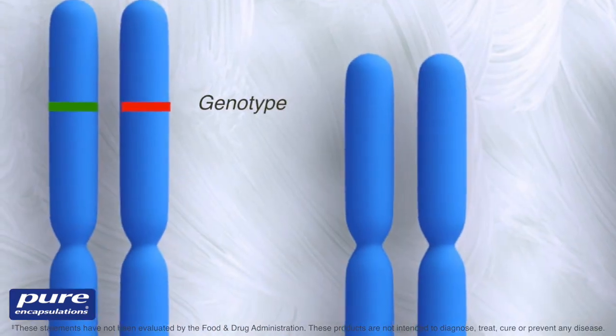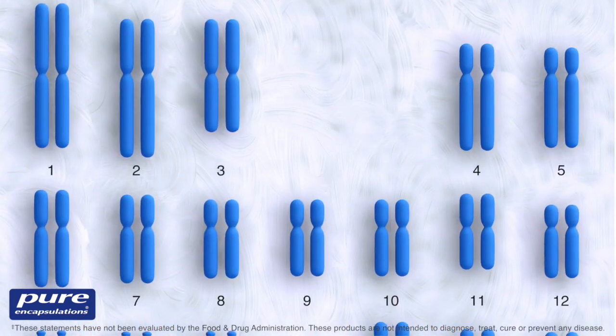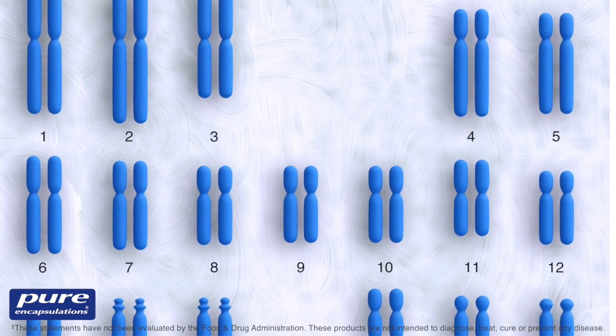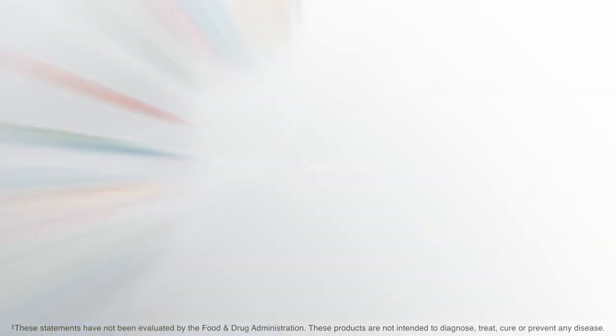Genotype refers to how many copies of the gene, if any, contain the variation. Everyone has 2 copies of most genes, one from each parent. If neither copy has the variant, the genotype is called wild type, which is often considered normal, although there are exceptions. If only one copy contains the variant, the genotype is called heterozygous. If both copies are affected, the genotype is called homozygous.